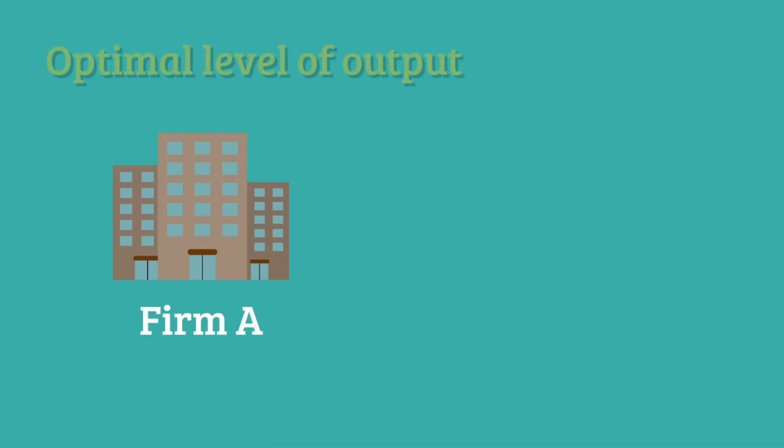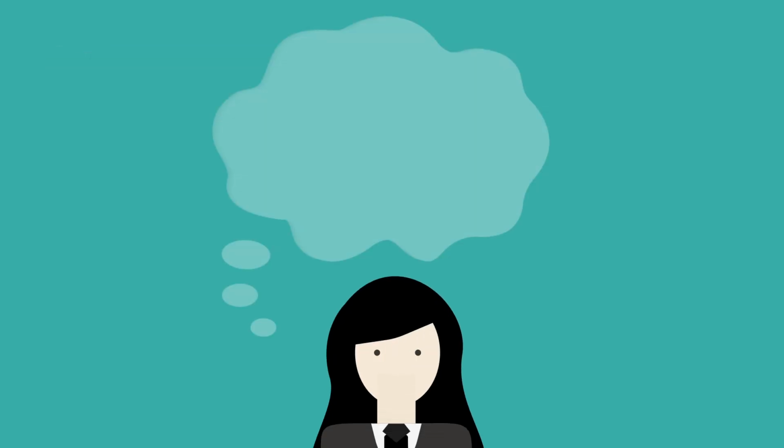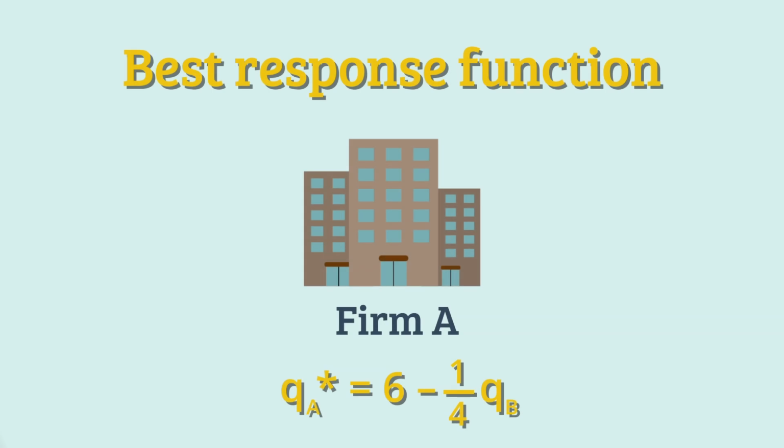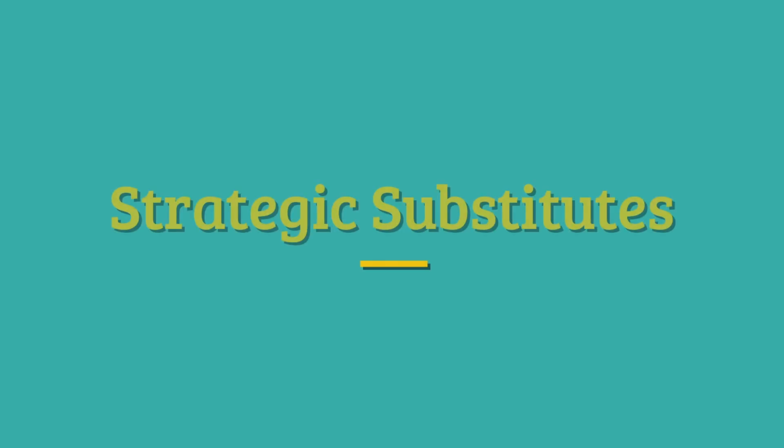This is the simple Cournot model of duopoly. The key insight is that a firm's optimal level of output is affected by its belief on competitors' output. In particular, by looking at the best response function, we can see that one firm will reduce its output if it believes that the competitor is more aggressive, that is, producing more. Economists call this strategic substitutes.